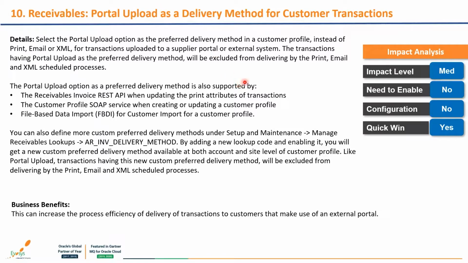And in addition to that, if you want to customize this, let's say we want to include a couple more delivery methods, right? In a customized way, we want to have our own code for the preferred delivery method, right? So we can do it. We can go to manage receivables lookups, and in this lookup type, we can mention our lookup code, and the same lookup code will be available as a list of values in the preferred delivery method field on the customer profile, in account and site both. So this will behave in the same way as this portal upload method. Even if you are choosing this custom preferred delivery method, the system will not include such transactions, right? So this update can increase the efficiency of delivery of transactions by excluding some transactions that we don't want to include.